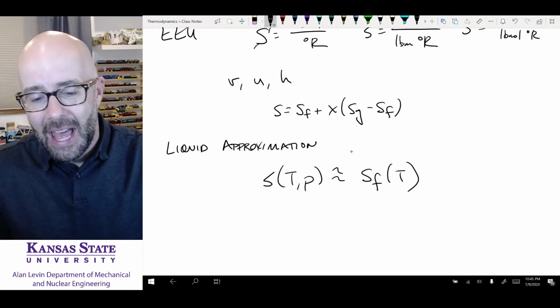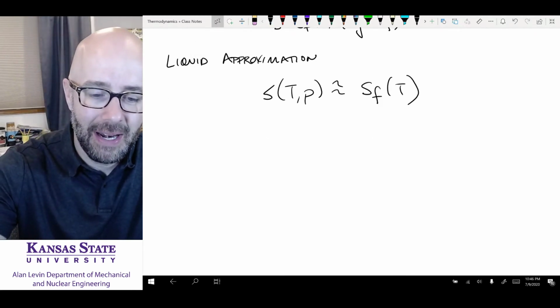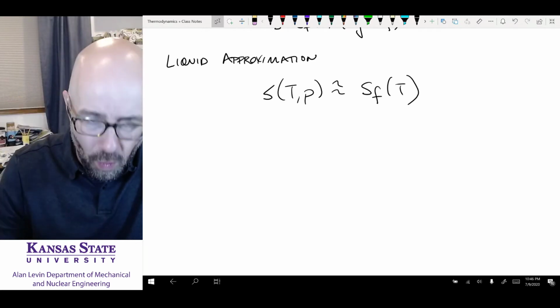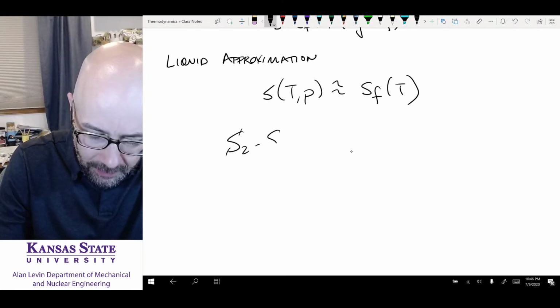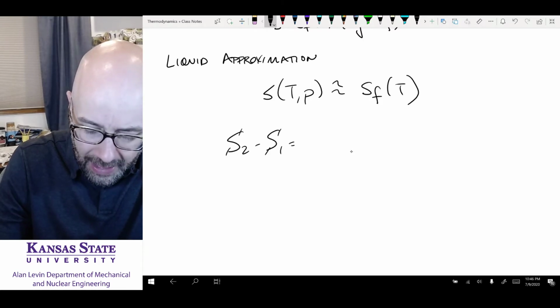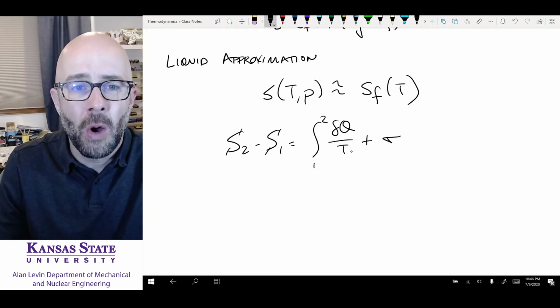All right, let's go back to our equation here and think about it a little bit, because you're going to be doing this equation, S2 minus S1 is equal to the integral from 1 to 2 of dQ over T plus sigma. This is going to be what you're going to do on your homework tonight.